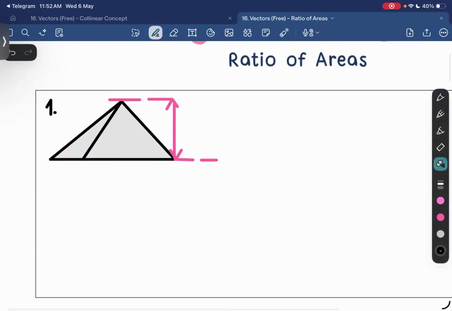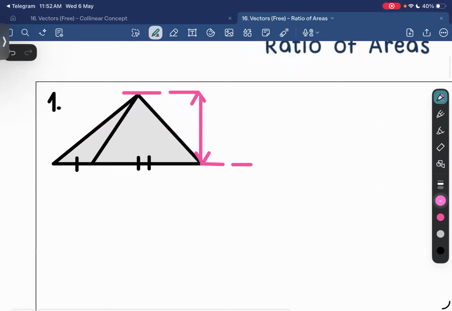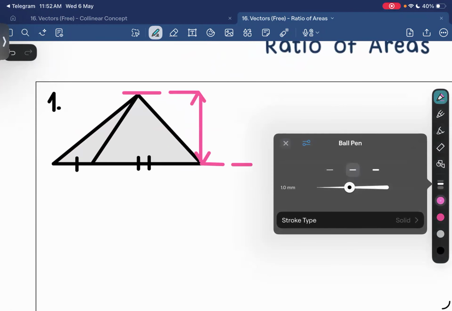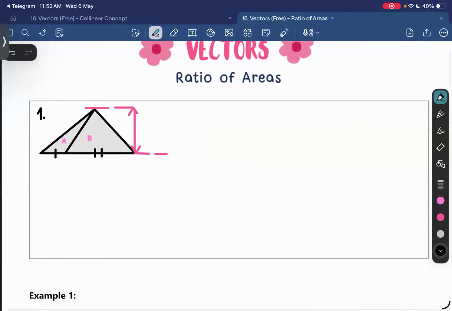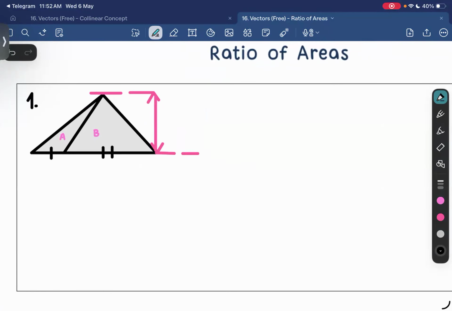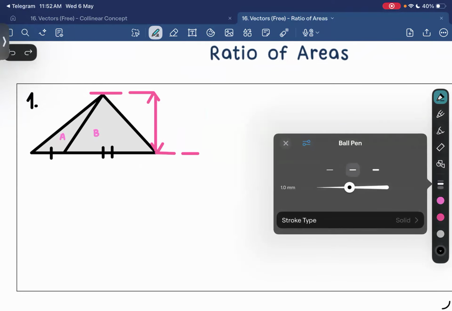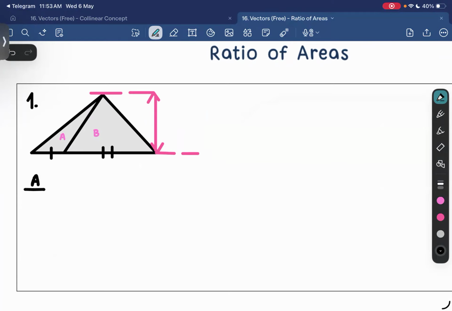Let's say now I give you, usually you have the ratio. So the ratio will be given, or when you find that something is collinear, you quickly go and label, or it is given in the question. So this is triangle A, triangle B. If I want to find the ratio of triangle A, I'm just going to put down A over B.